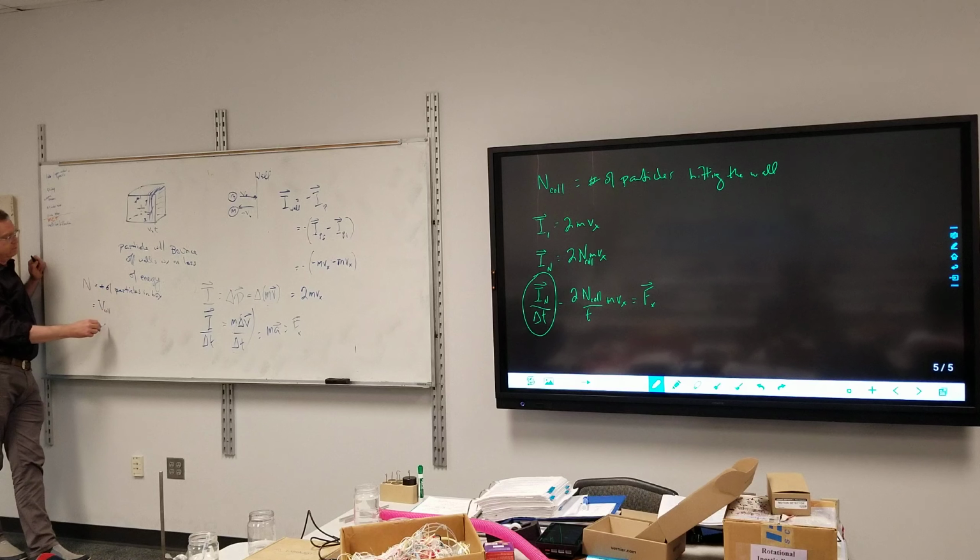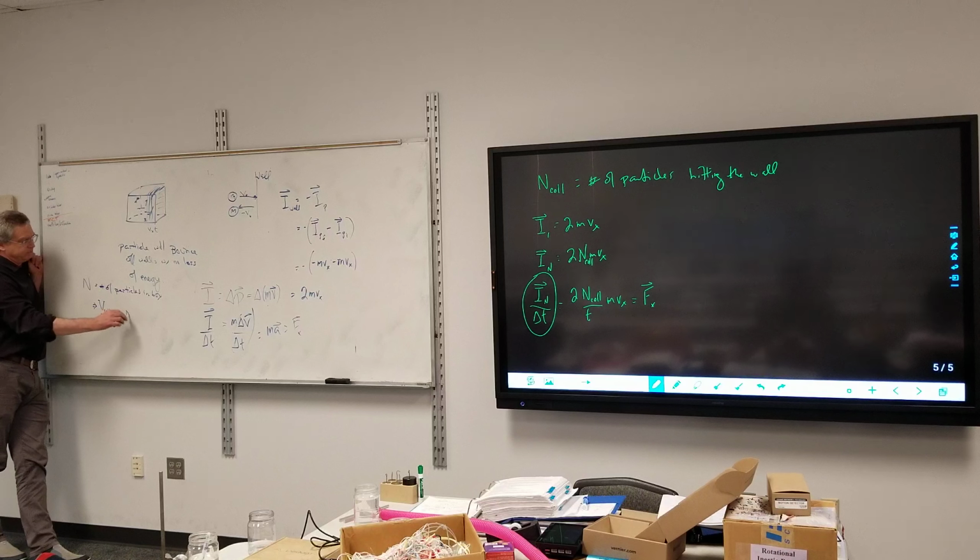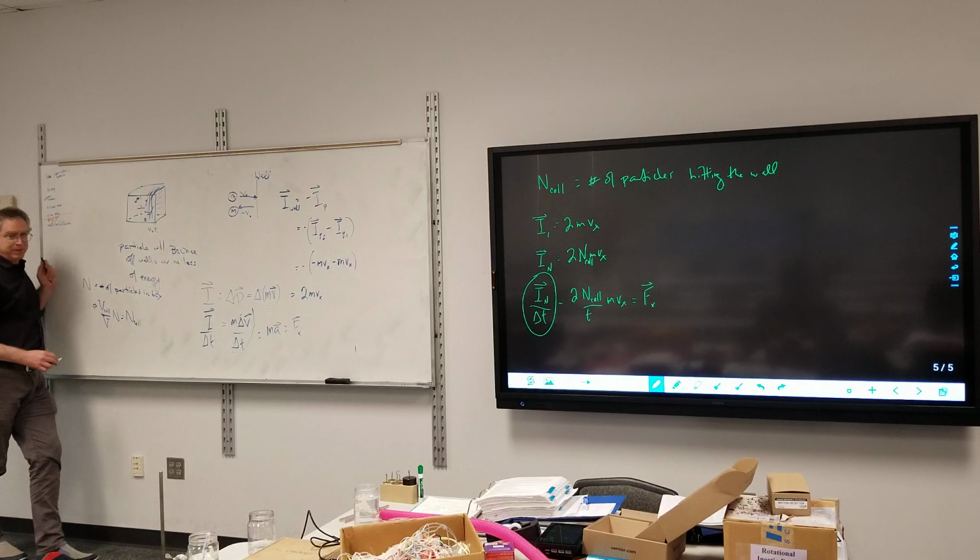What's called Vcol. It's the volume of the space where particles exist that can actually hit the wall, divided by the overall volume, times N, would be the number of particles that could possibly hit it.